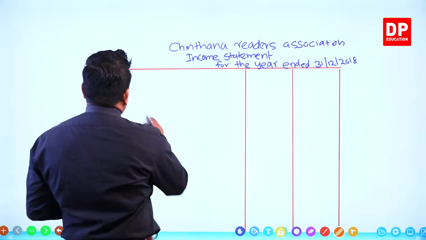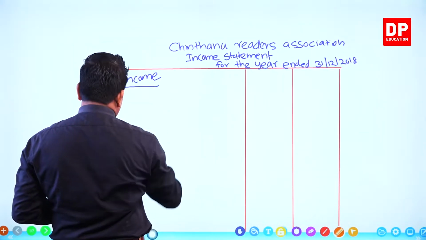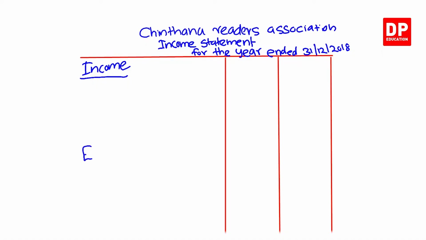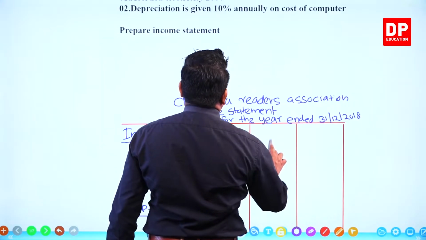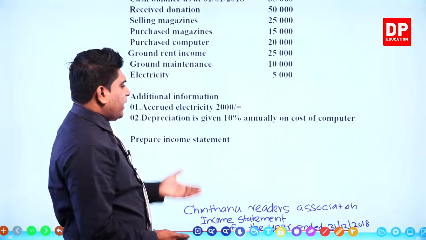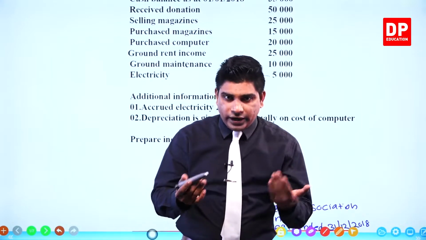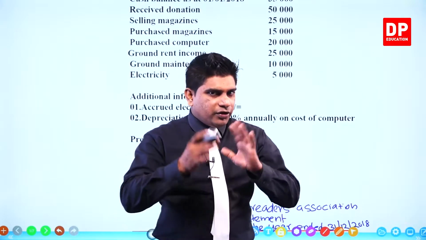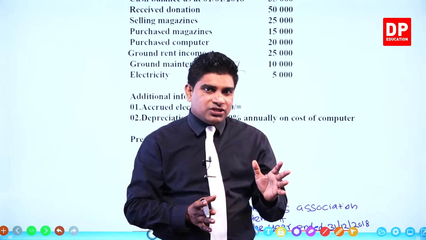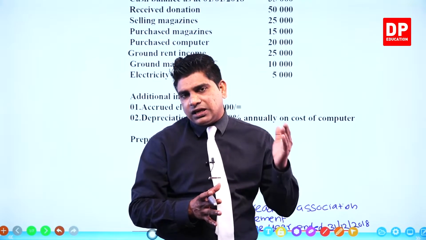Then on the top, we write income. Down we write expenses. Now you go to the question. First, we have to do the additional information. Accrued electricity 2,000. Accrued means to be paid, have to pay. I revised this at the beginning: when we draw the income statement, we consider accrual basis. Whether you paid or not, we consider the total expense. Whether you received or not, we consider the total income.